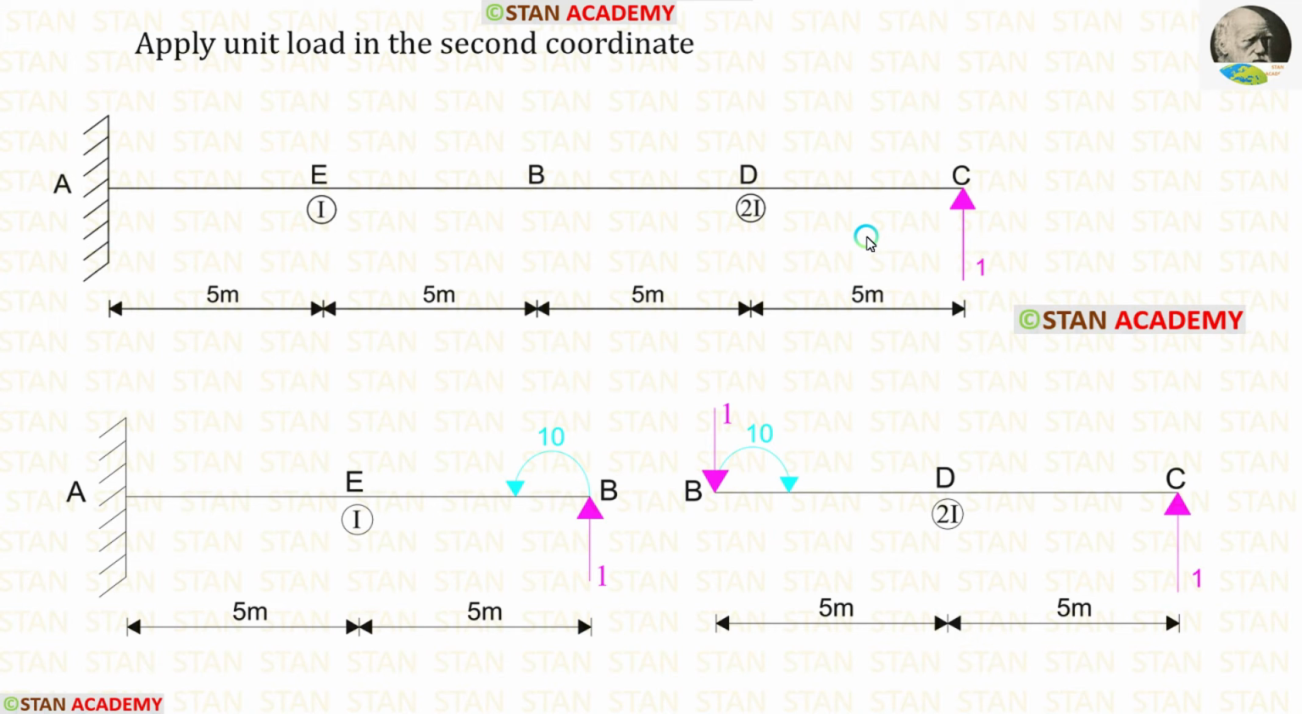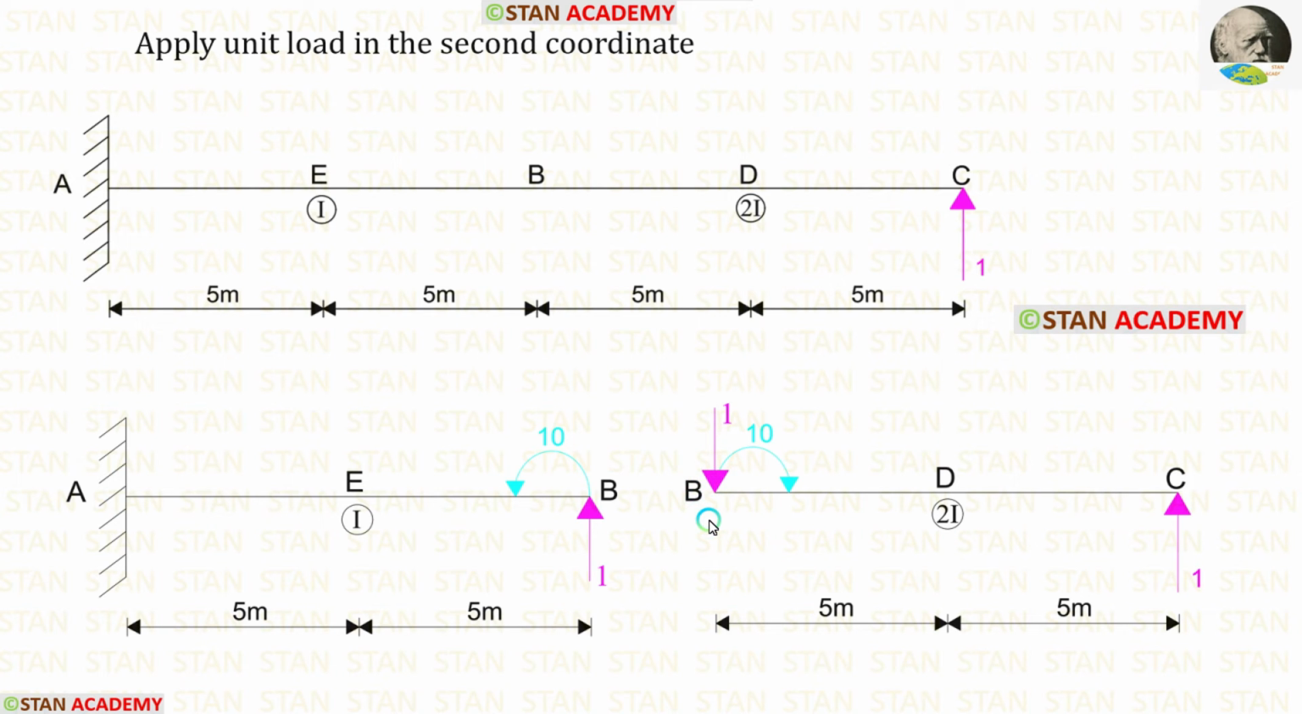Now we are going to find the moment M2. For that we have to apply unit load in the second coordinate. Let us make the free body diagram. Because of this unit load, a reaction is created in the point B. This load is acting upwards, so the reaction should be acting downwards.